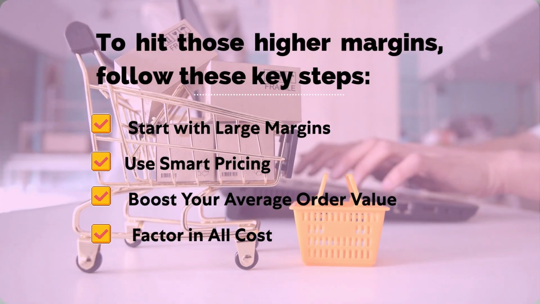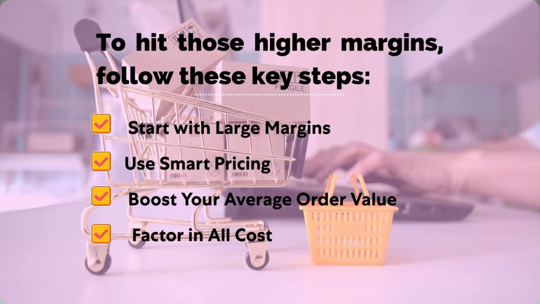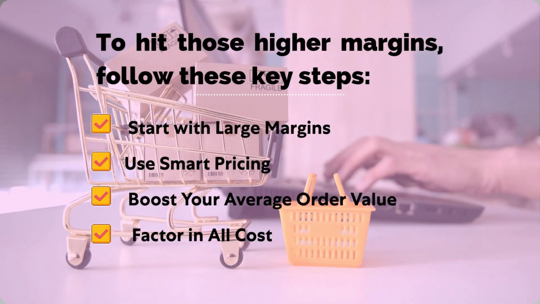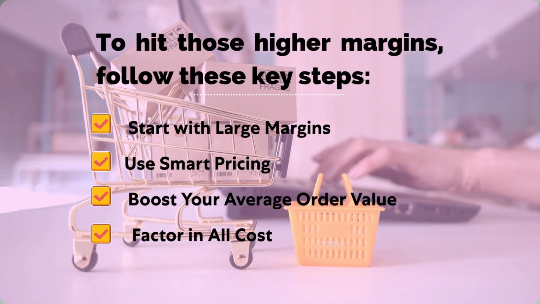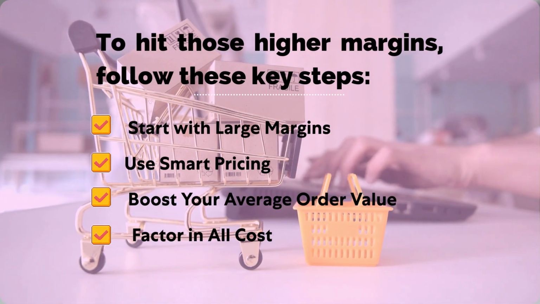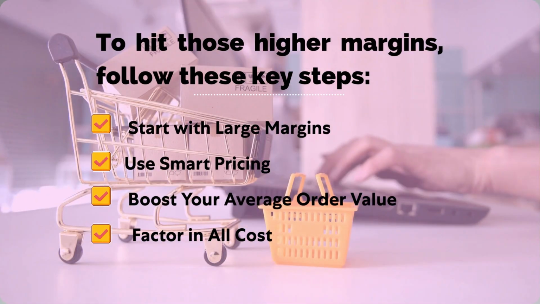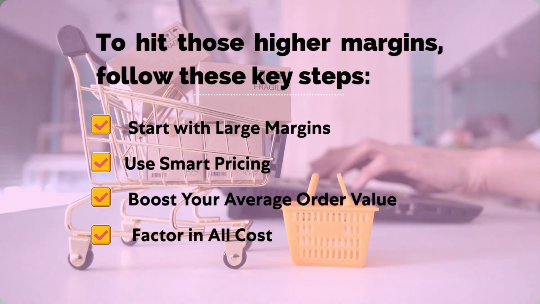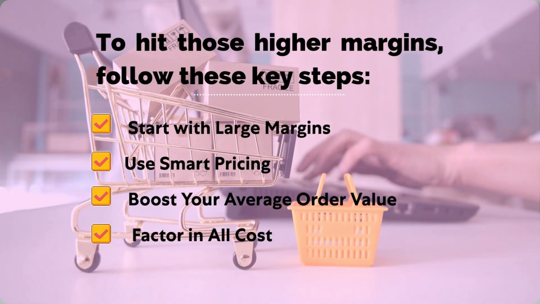To hit those higher margins, follow these key steps. Key step 1. Start with large margins. If a product costs you $5, don't sell it for $10. Ads and fees will wipe out profits. Aim for at least a $25 to $30 plus selling price on a $5 product.